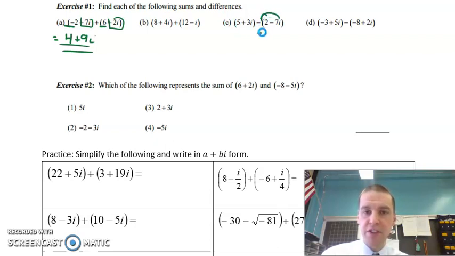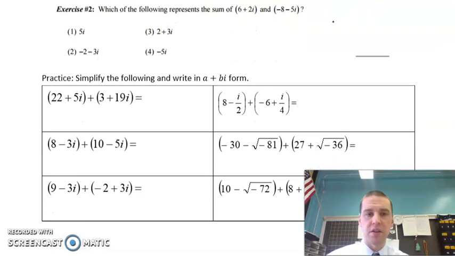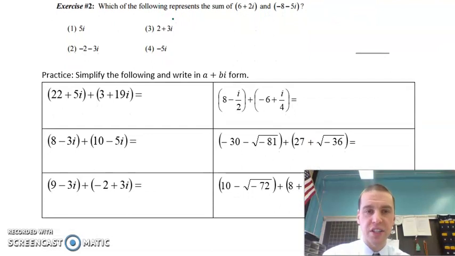Distribute the negative first, so you get -2 plus 7i. So 5 minus 2 is 3. 3i plus 7i gives you 10i. For exercise number 2, 6 minus 8 gives you -2. 2i minus 5i gives you -3i. And there you go.